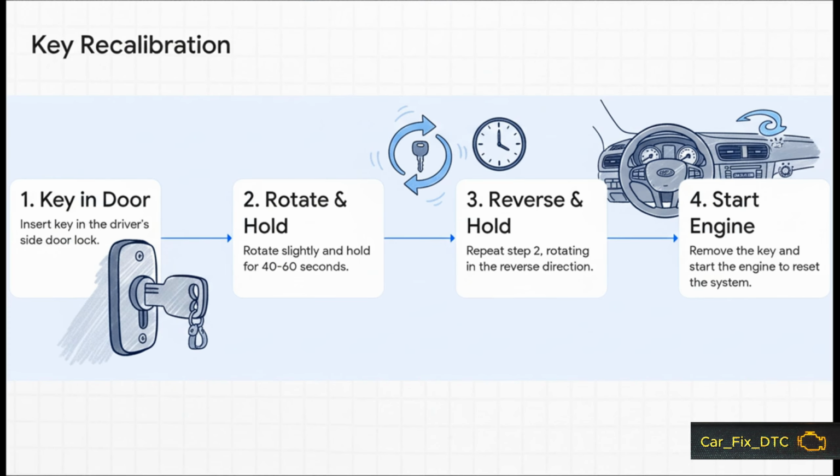First, take your key and stick it in the driver's side door lock. Step 2, turn it just a little bit, not enough to actually unlock the door, and just hold it there for about a minute. Third, you're going to do the exact same thing but in the opposite direction. Hold it again. Finally, pull the key out, hop in the car, and try to start the engine. That simple little sequence might be all it takes to reset the system.